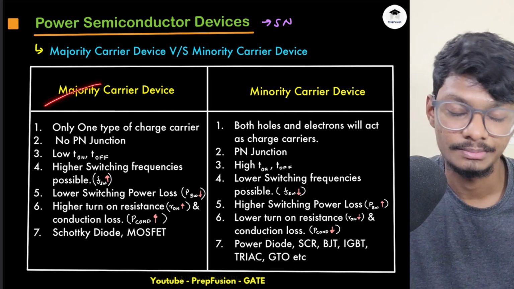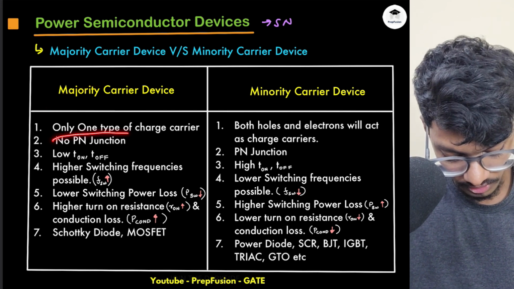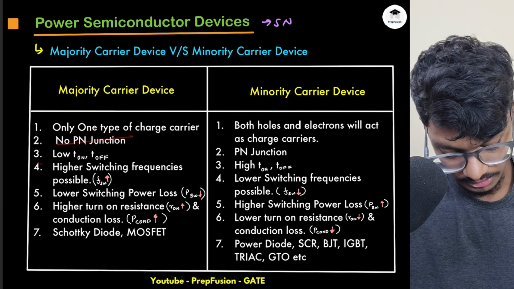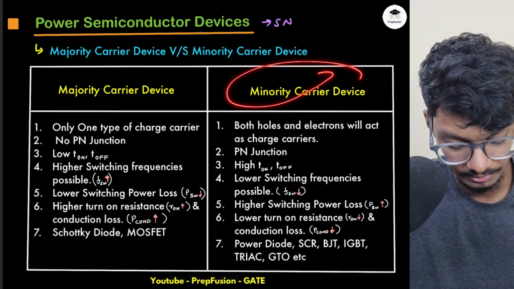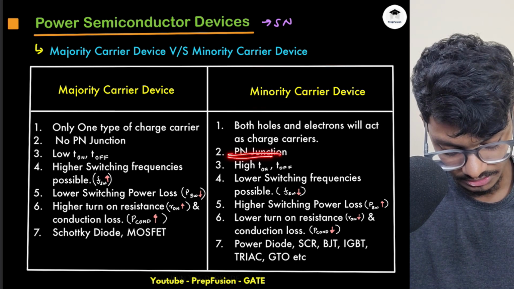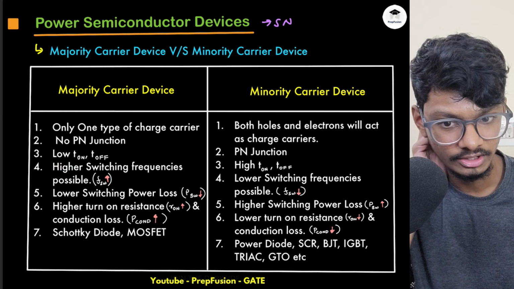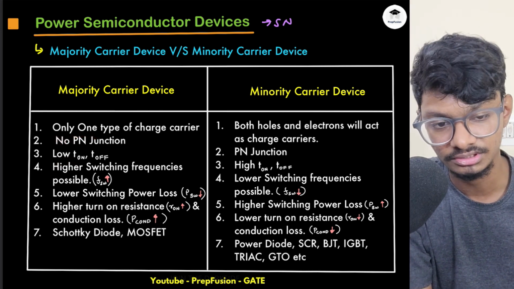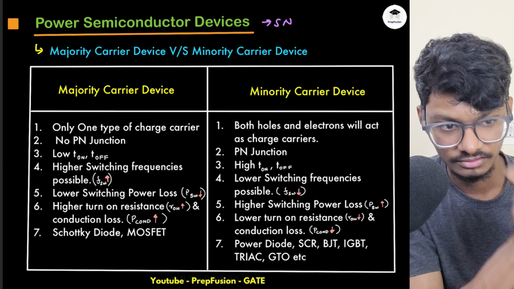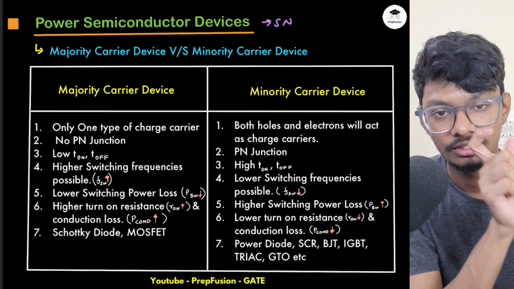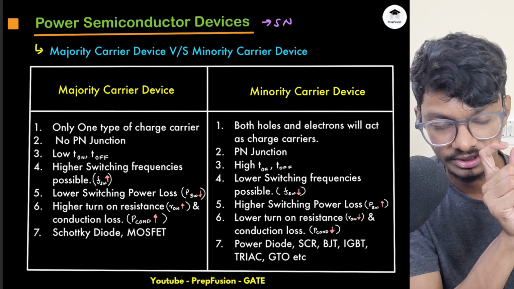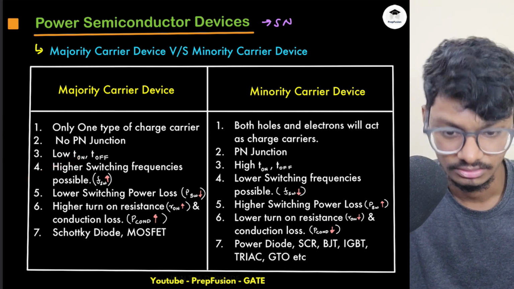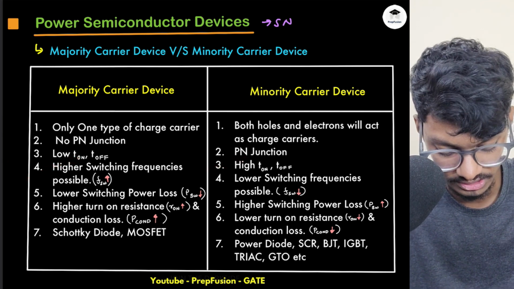So in a single slide, majority charge carrier devices have only one type of charge carrier, no PN junction, while minority carrier devices have both holes and electrons as charge carriers, and they have a PN junction. Majority devices have low T on and T off. Why? Because they don't have any PN junction, so there is no time taken for the depletion width to get smaller or larger. But for minority devices it does take time, so it is high T on and T off.